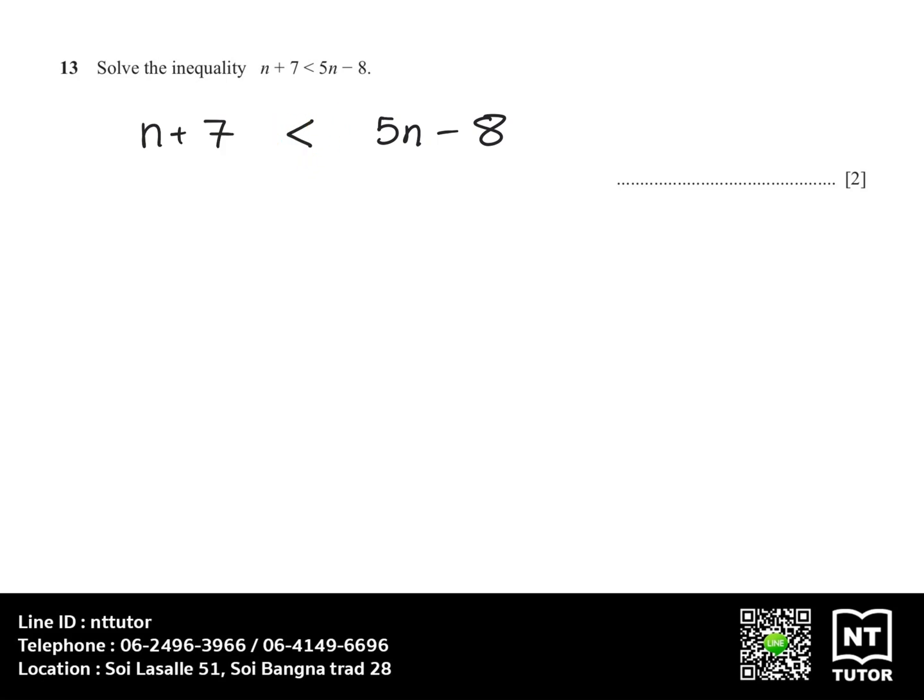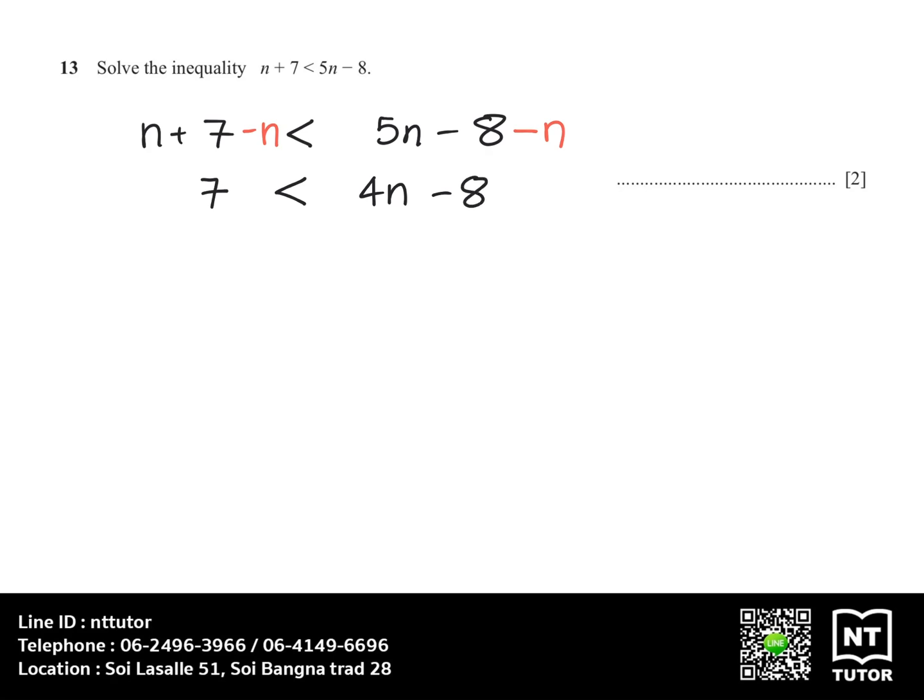So, the first step is to combine all the n's so that they are on the same side. I'm going to move the n on the left-hand side to the right-hand side. There's only one n there, so it's plus 1n, so we can do minus n on this side, and you also have to do minus n on this side. On the left-hand side, n minus n is equal to 0, so we are left with 7 is less than 5n minus n, which is 4n, and we have a minus 8.